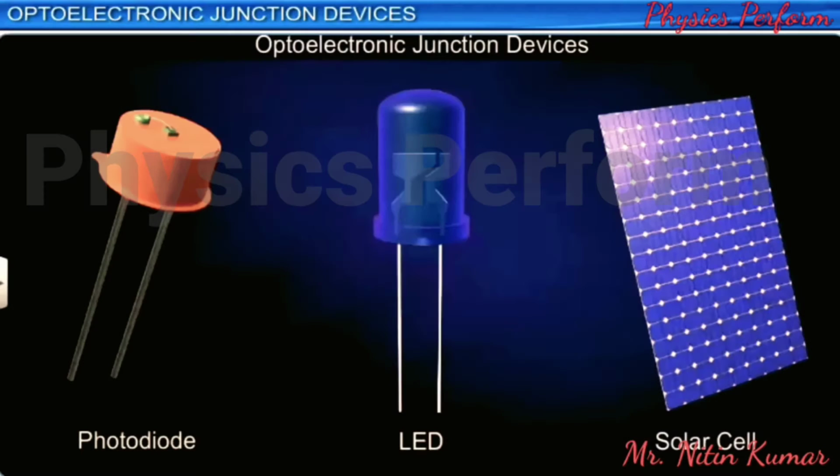आज की अपनी ये वीडियो। Optoelectronic junction devices are PN junction devices which work because of the current carriers that are generated by photons.